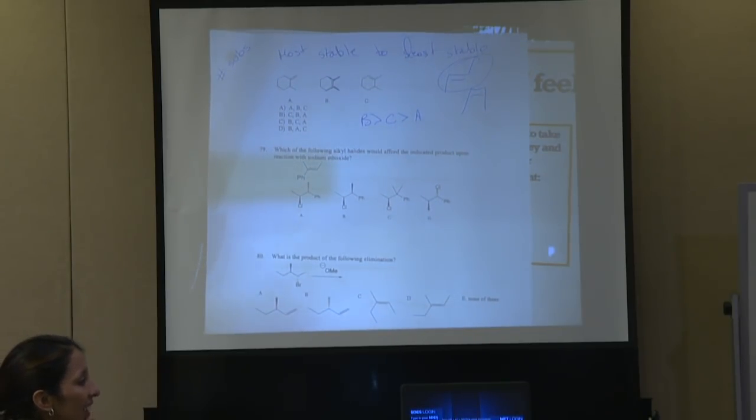Huh? Which of the following alkyl halides would afford the indicated product upon reaction with sodium methoxide?